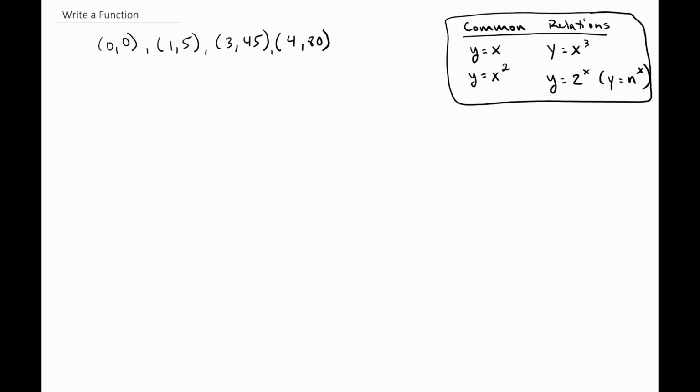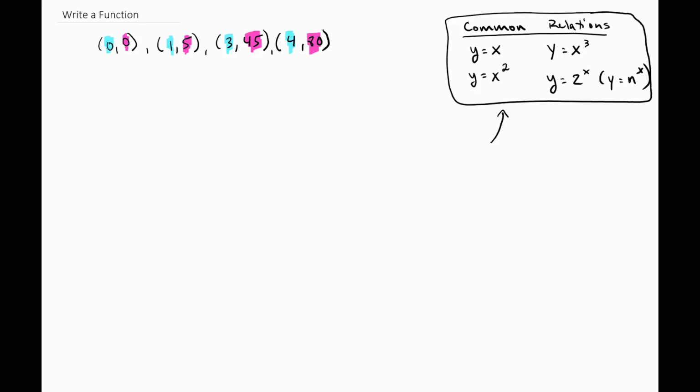When we're trying to describe a relation, what we're going to find is that most relationships end up being relatively similar. So I wrote some common relations over here that we can use to guess and then tweak what relationship our x's and y's have here. As a reminder, the first term is the input or the x, and the second term is the output or the y. So we have our x's and y's here, and we have to figure out how they're related.